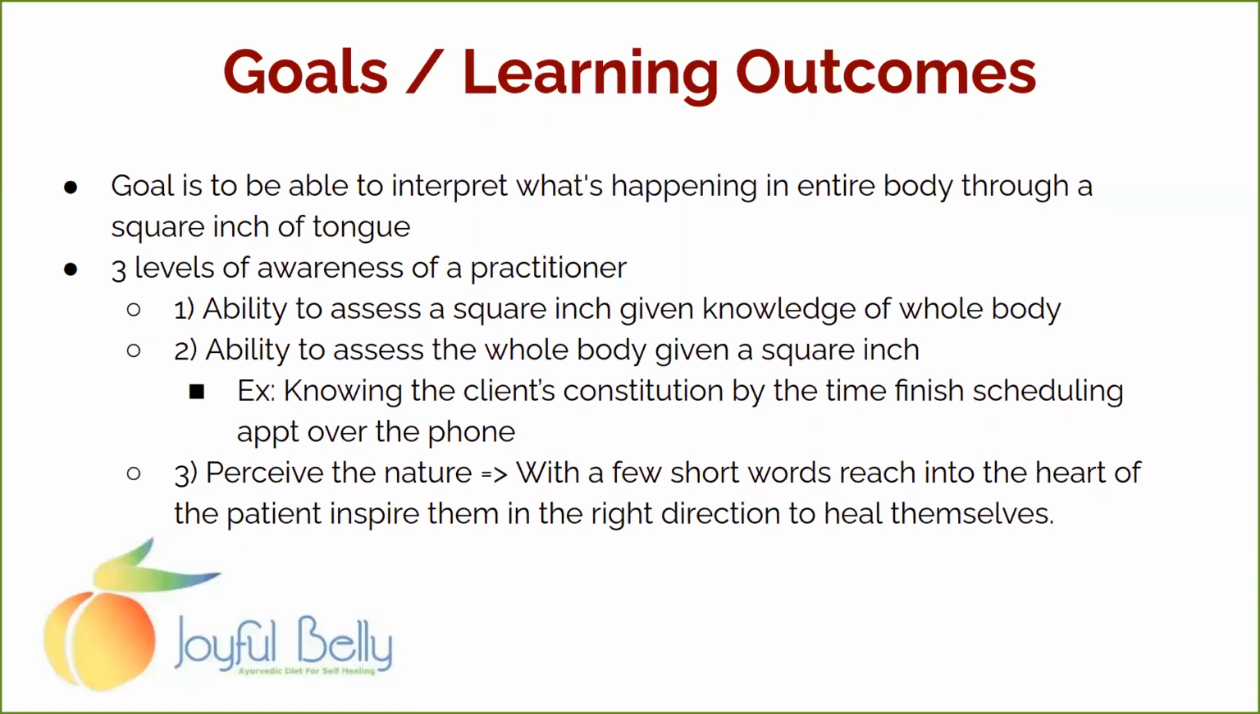So there are 3 levels of awareness of a practitioner. One is, if you know the client's whole body, you can see how a part of the body relates to that. So if you're looking at a patch of skin, you know the client well, you can see how the client's imbalances are reflected in the patch of skin. The other way around is the ability to look at the patch of skin and see what's happening in the client's whole body, right? And that's level 2.